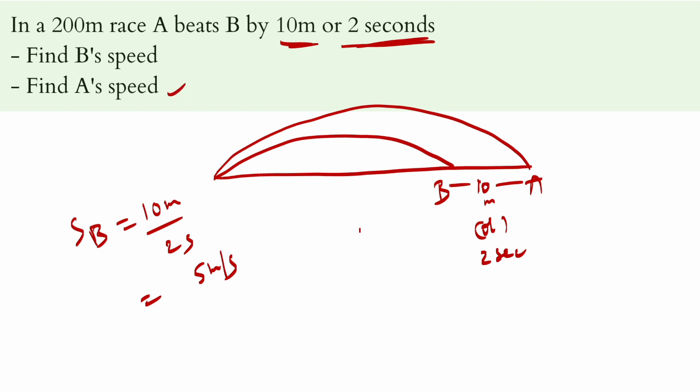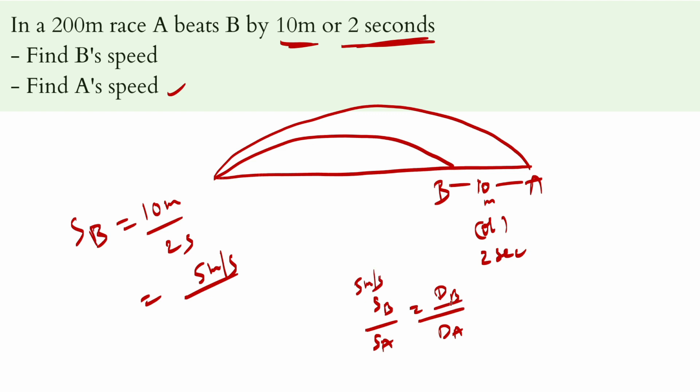See, we know that time is constant in races, right? In all the problems of races, time should be constant. So as time is constant, the speed of B by speed of A is equal to distance traveled by B by distance traveled by A. What is speed of B here? Speed of B we know 5 meter per second.